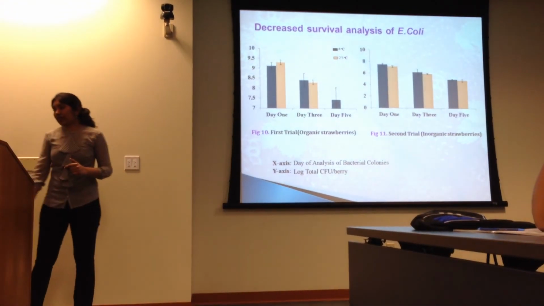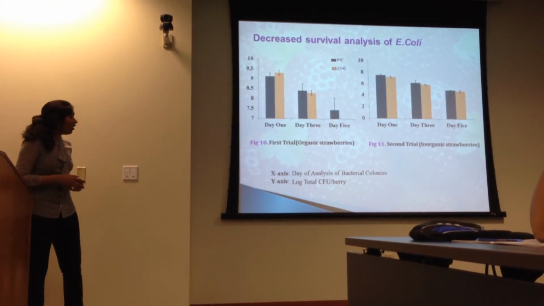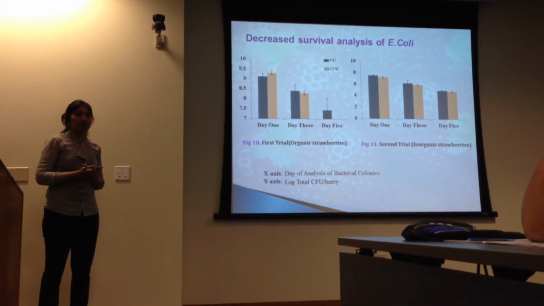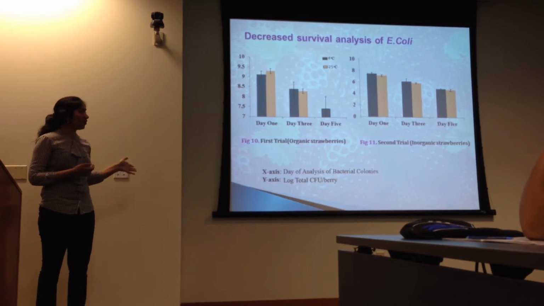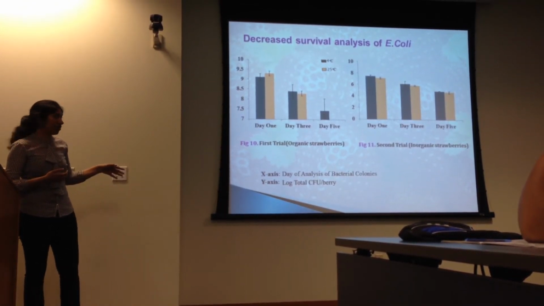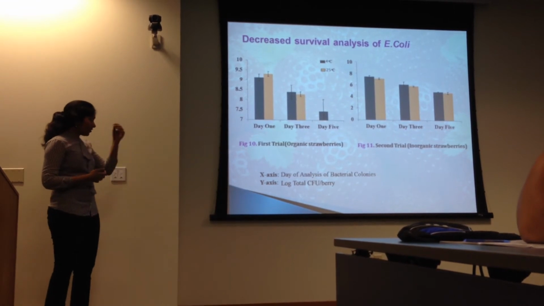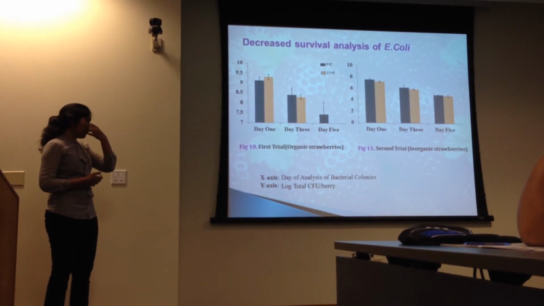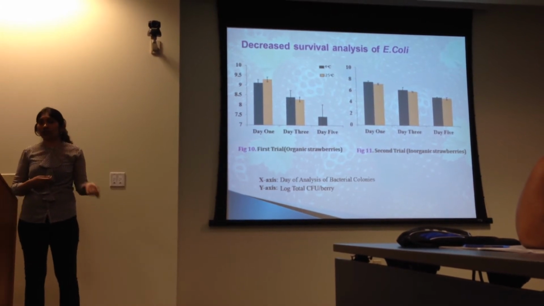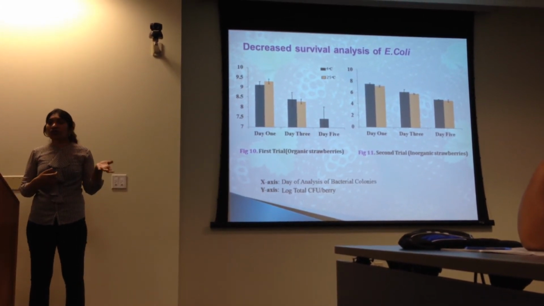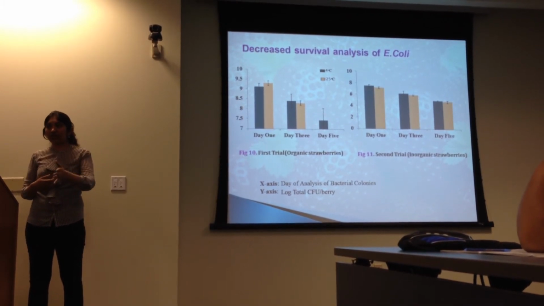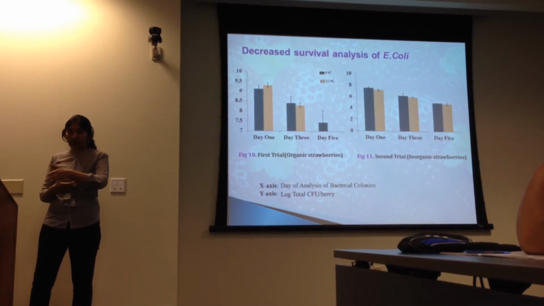So coming to this analysis, for E. coli, as I mentioned before, we have done 2 trials. The first one in the organic ones and the second one from the non-organic ones. And here, if you see, the x-axis represents the analysis of the bacterial colonies, which means right from the first day after inoculation, we observed the colony numbers on the first day of inoculation, the third day, and on the 5th day of inoculation.